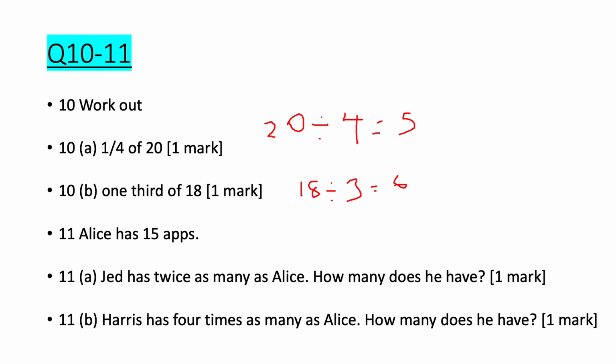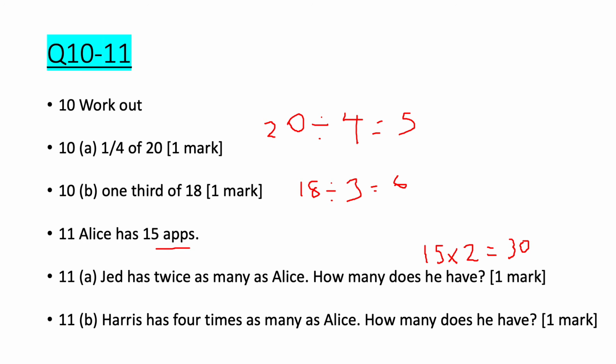Question 11. Alice has 15 apples. So Jed has twice as many as Alice. So how much does he have? Well, double means timesing it by 2. So double of 15 is equal to 30, guys.